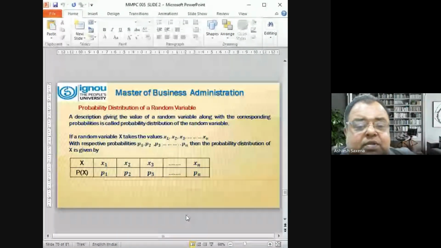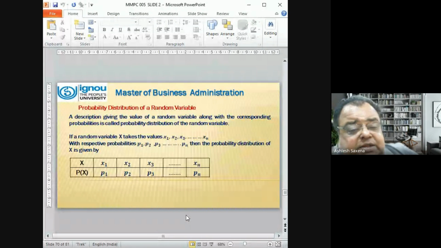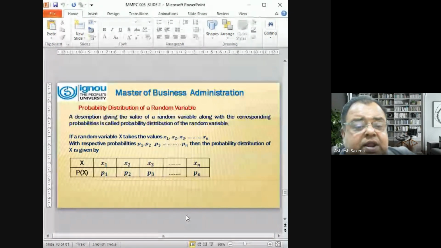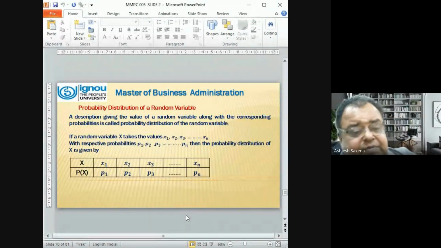Now, how to calculate it? Probability distribution of a random variable: a description giving the value of a random variable along with the corresponding probabilities is called the probability distribution of the random variable. If a random variable x takes the values x1, x2, x3 till xn, and the respective probabilities are p1, p2, p3 till pn, then the probability distribution of x is given by this.